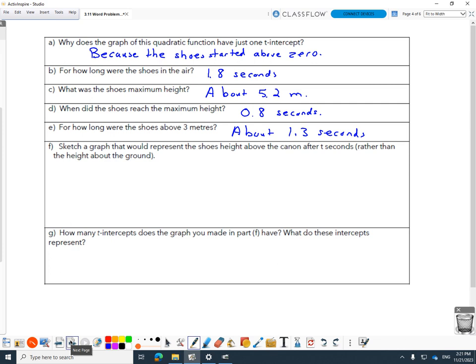Sketch a graph that would represent the shoe's height above the cannon. Ooh, spelling error. You can tell I just typed this up the other night. That's not how you spell cannon. Can you fix it on yours? Cannon has 2 N's. Rather than the height above the ground.